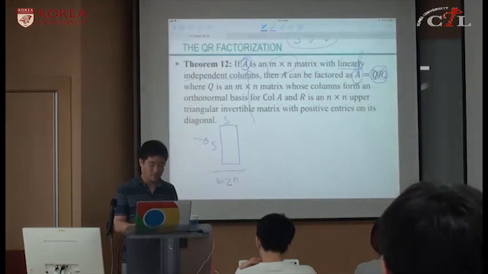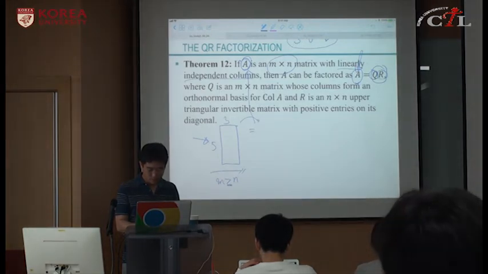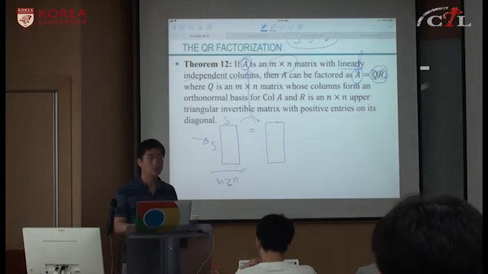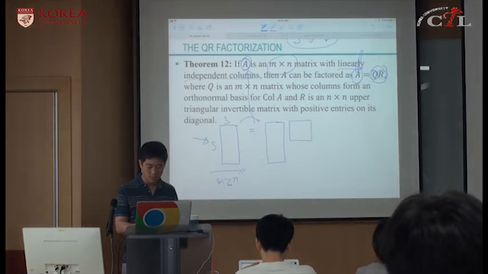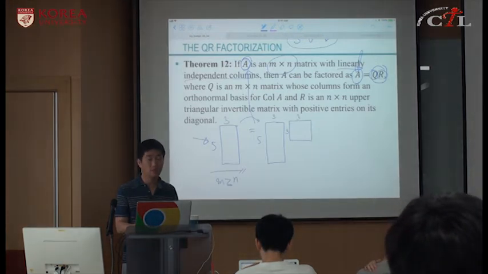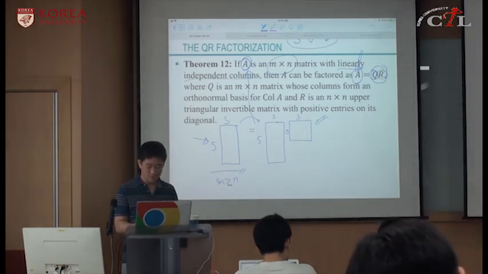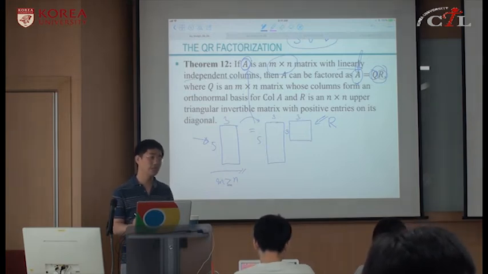Okay, so in this case, the QR factorization is as follows. The first matrix Q will have the same size as the original matrix A, and our matrix R is a 3 by 3 matrix. So this is 5 by 3 and 3 by 3. Between this Q and R, this R is an upper triangular matrix, similar to LU factorization, okay?